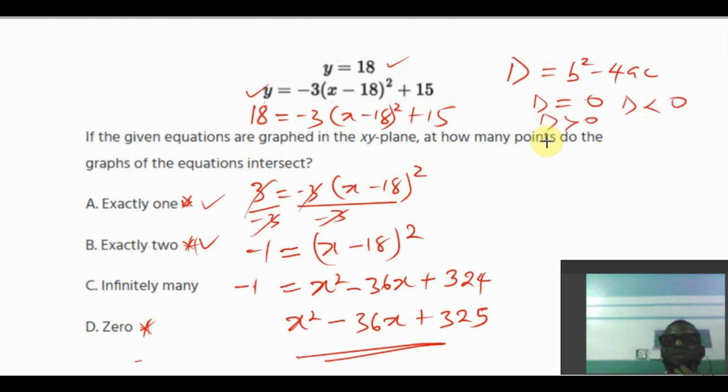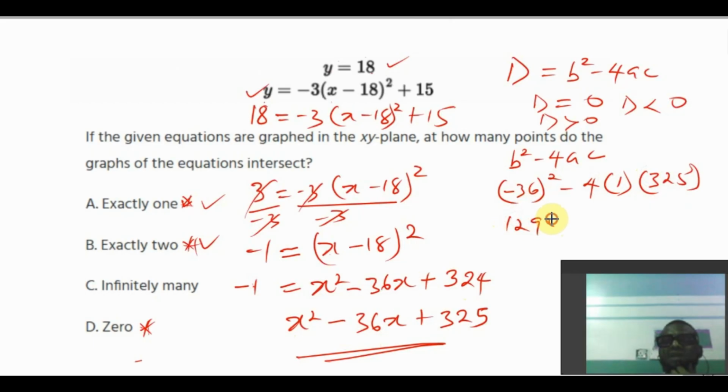So in this case, my b squared minus 4ac, my b means the coefficient of x, which is minus 36, squared, minus 4. My a is the coefficient of x squared, which is 1, and my c is the constant, which is 325. Minus 36 squared is 1296, minus 4 times 1 times 325, this will give us 1300.